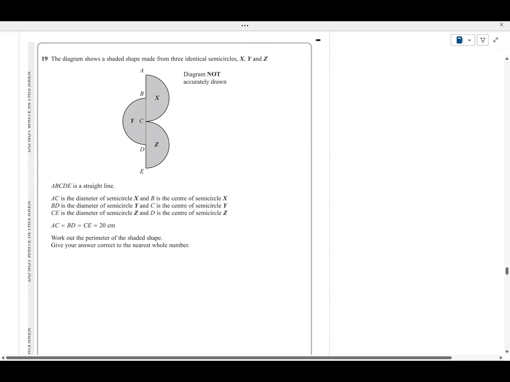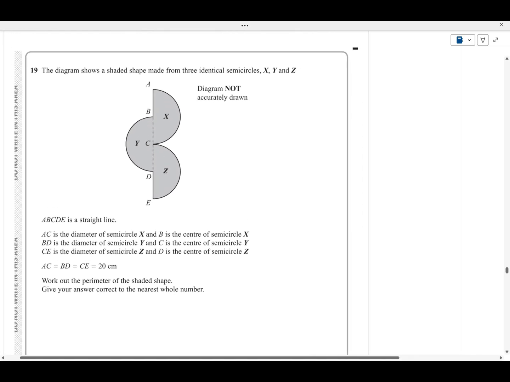Question 19. The diagram shows a shaded shape made from 3 identical semicircles, x, y, and z. There they are. A, B, C, D, E is a straight line. It looks straight, doesn't it? AC, that line, is the diameter of that first semicircle, x, and B is its center, and so on for the others.